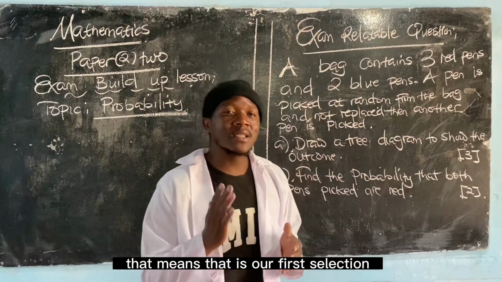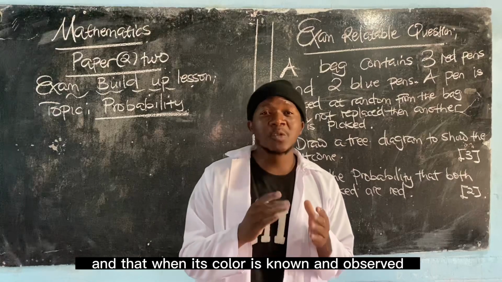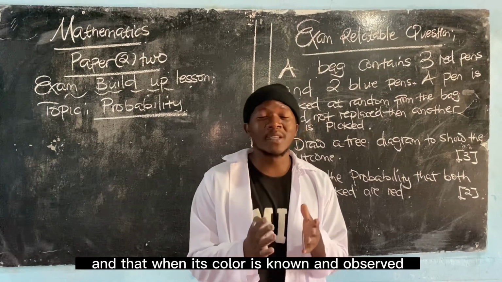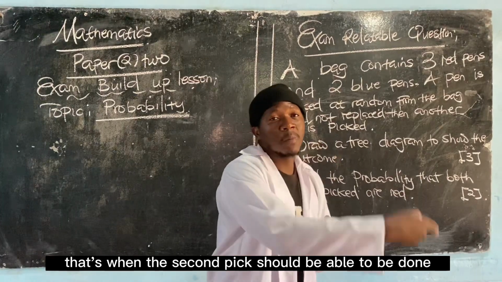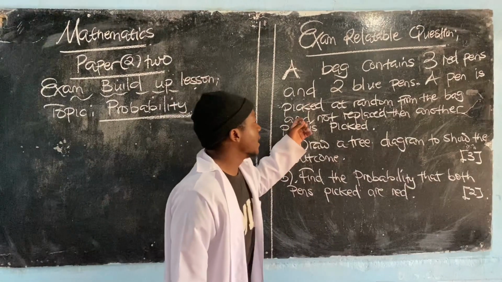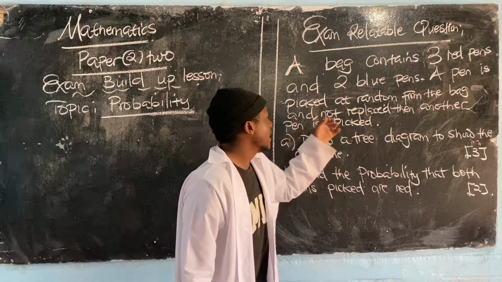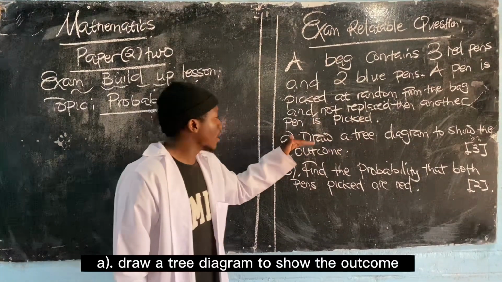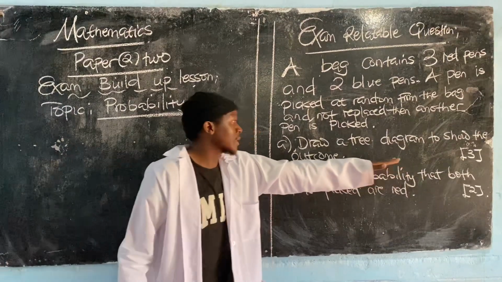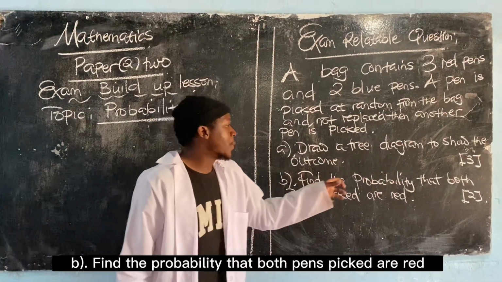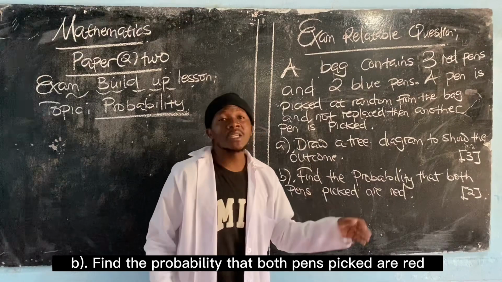That means that is our first selection, and when its color is known and observed, it shouldn't be replaced. That's when the second pick should be done. And then another pen is picked, then draw a tree diagram to show the outcome, and you have 3 marks allocated. B, find the probability that both pens picked are red.